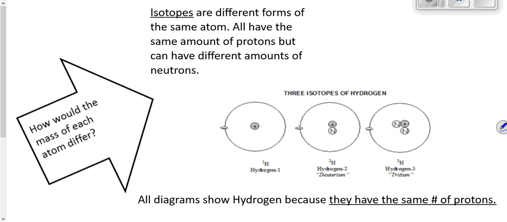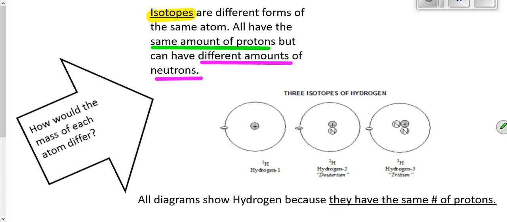Now, one of the things that we said could change was the electrons, and another thing that we said could change was the neutrons. Let's see how that changes elements at all. In the picture that you see in the center of your screen, you'll see 3 different types of hydrogen atoms. These are called isotopes. Isotopes are different forms of the same atom, and what makes them different is the neutrons. In an isotope, there's the same amount of protons, but they're going to have different amounts of neutrons.